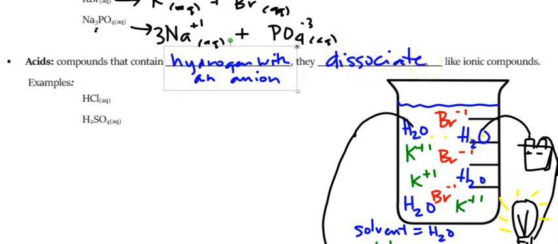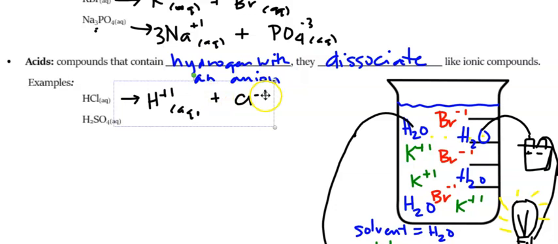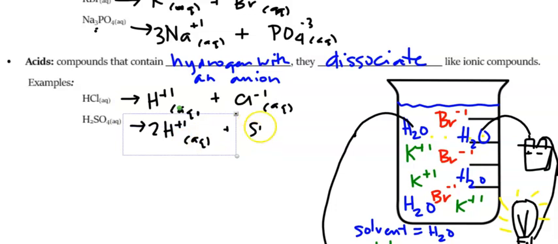just like ionic compounds. So here we've got HCl, that's an acid because we have hydrogen with a +1 charge, and we've got chlorine with a -1. H2SO4, same kind of thing, but we have 2 H pluses, and then we've got 1 sulfate. So notice our equations are still balanced, just like we did in the past.